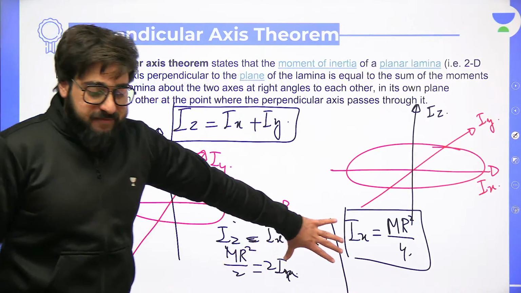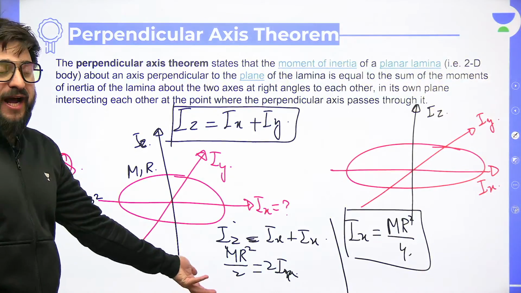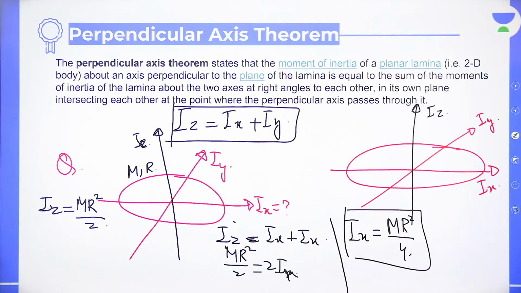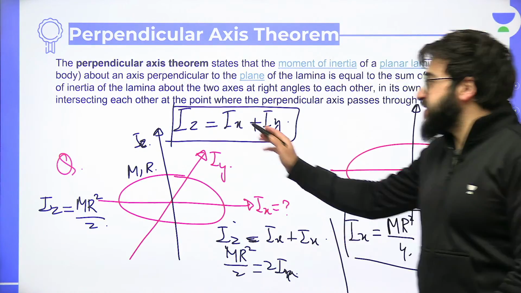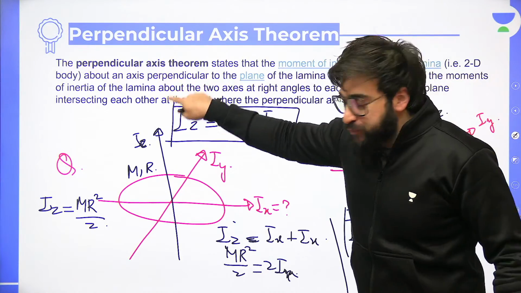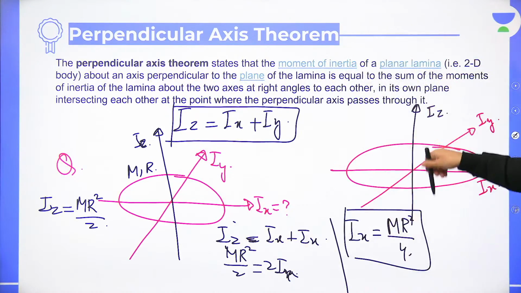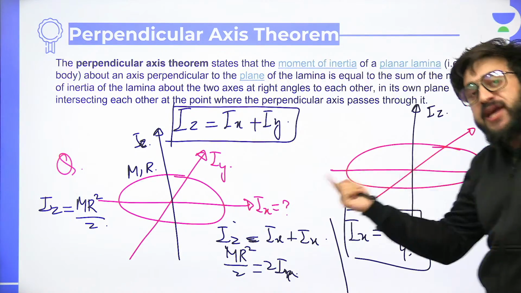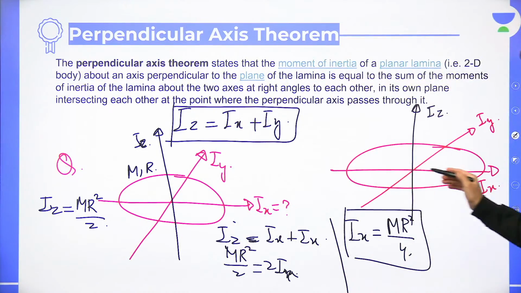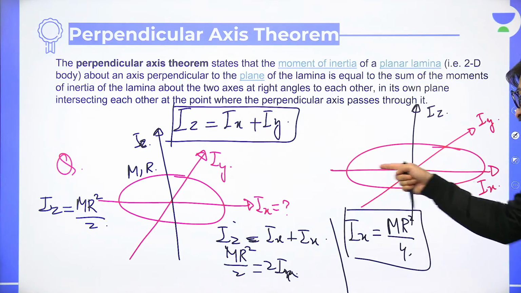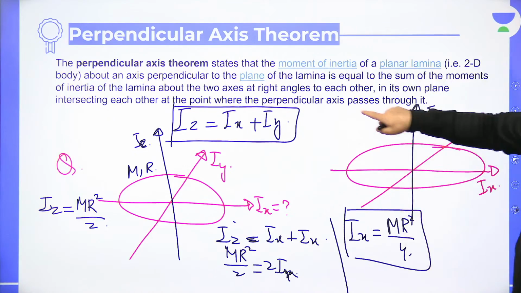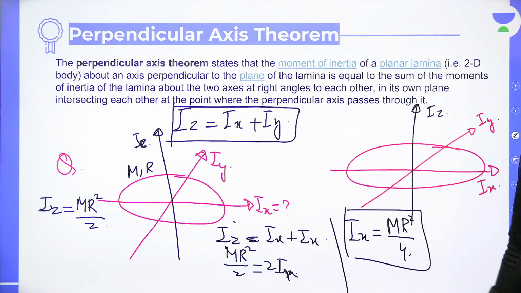So how did I calculate this? By using this perpendicular axis theorem. Understand? So this is how we exactly use it. Very simple concept, not that difficult. Now the concept is basically this, listen to me, this is the definition that I'm making you understand. Moment of inertia about an axis which is perpendicular to the plane of the disk will be equal to the sum of the moment of inertia about an axis which is lying on the plane, plus the moment of inertia about another axis which is also lying in the same plane, such that they are at right angles to each other. Understand? Keep this thing in your mind.